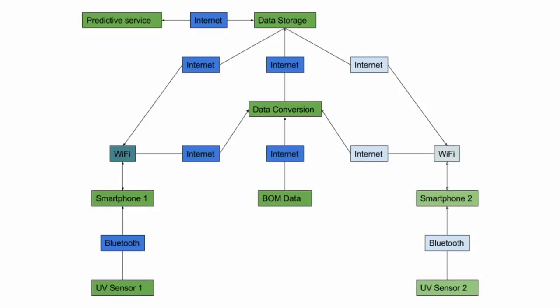The network for this solution is relatively simple. It can be broken down into two key stages, local and cloud. The local component consists of the UV sensor and the user's smartphone. Data is transmitted locally over Bluetooth. Data is transferred to the cloud via Wi-Fi. Once in the cloud, all of the data's movements are conducted over the internet.